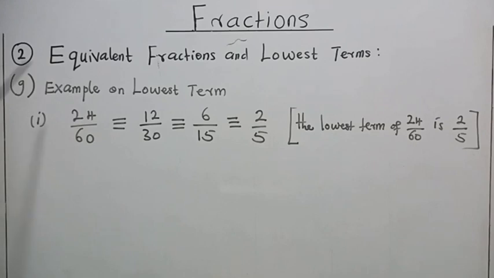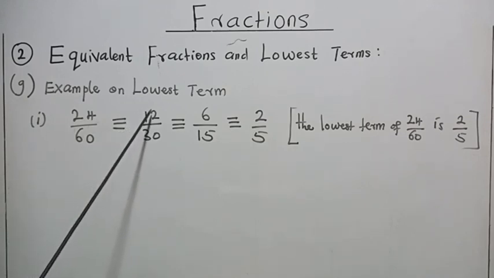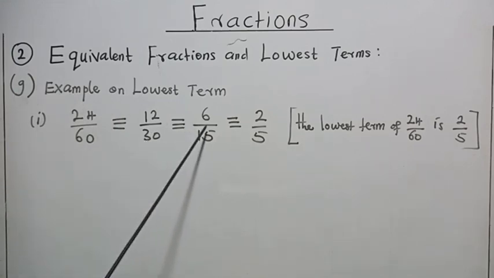Let's see how 24 over 60 became 2 over 5. Notice what may have happened. When 24 is divided by 2, the result is 12. The same 2 divides 60. The result is 30. A common factor can still divide 12 and 30. Of all the possible common factors that can divide 12 and 30, I chose the least, which is still 2. Let 2 divide 12 to get 6. Let the same 2 divide 30 to get 15.